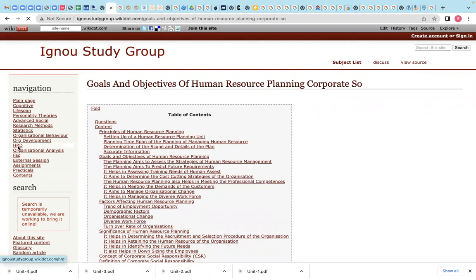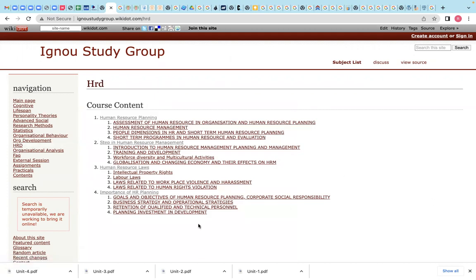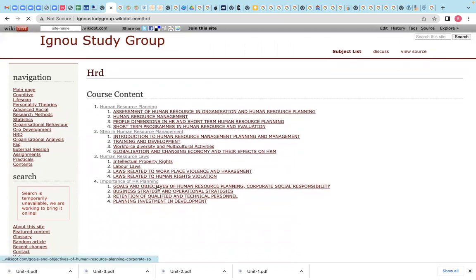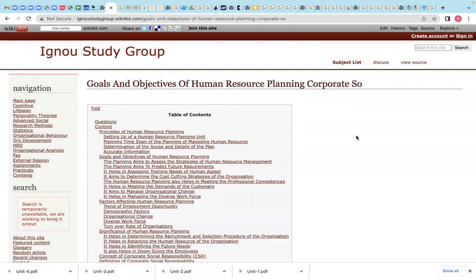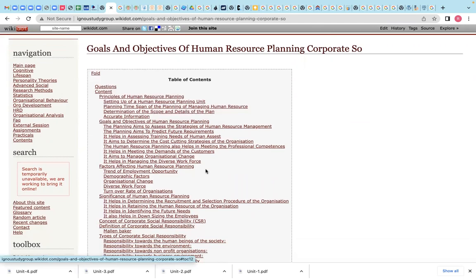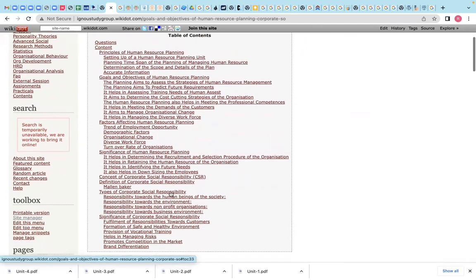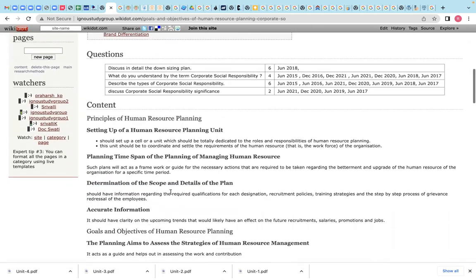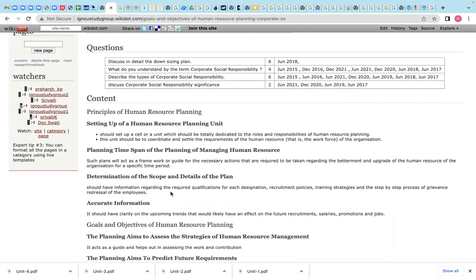So now, we are going to go through block 4 of HRD. Block 4 of HRD does have multiple things. One, it starts with human resource planning, which covers the goals of human resource planning and corporate social responsibility. Then it goes into business strategy, operational strategies, retention of qualified and technical staff, and planning investment. These are the typical units that it goes through.